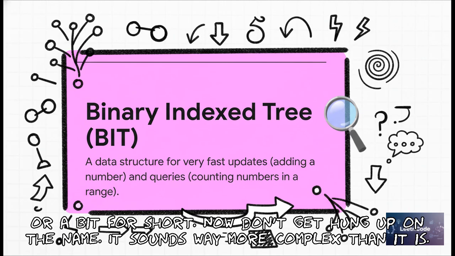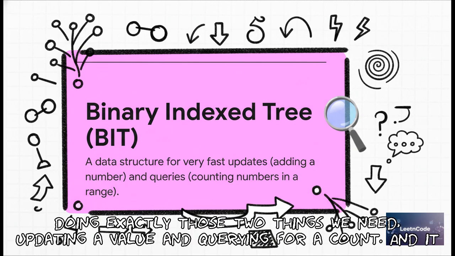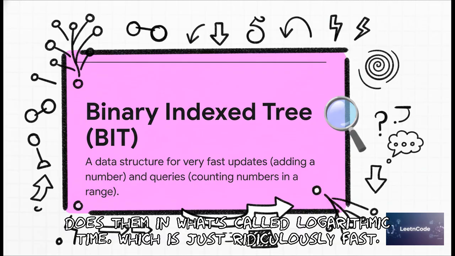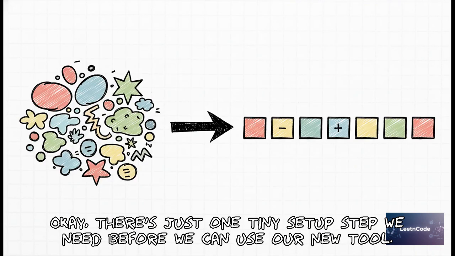It sounds way more complex than it is. For our purposes today, all you got to know is that a BIT is like a magic black box that is amazing at doing exactly those two things we need, updating a value and querying for a count. And it does them in what's called logarithmic time, which is just ridiculously fast. Okay, there's just one tiny setup step we need before we can use our new tool.